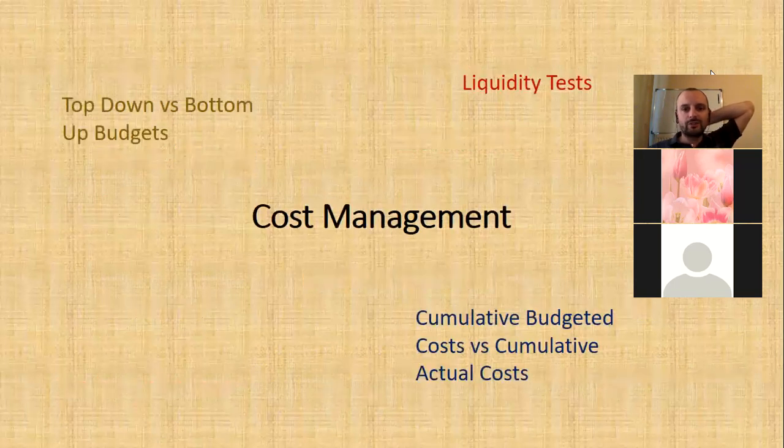We then went into cost management. So this is basically just budgeting and tracking. So we talked about liquidity tests. Guys, there were a lot of lost marks in the assignment on the liquidity test when I asked you to work out whether I could afford Ficardo to build my sailboat or not.